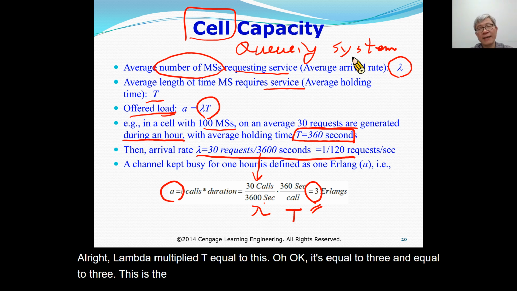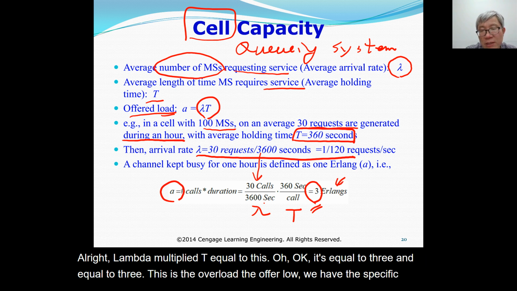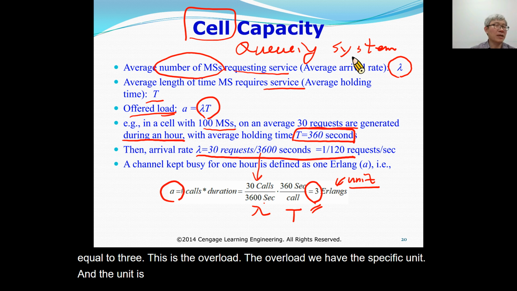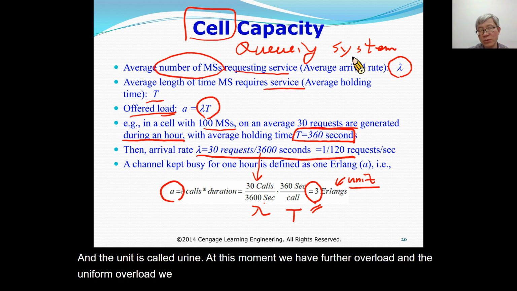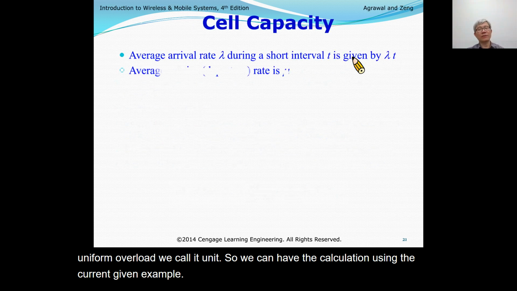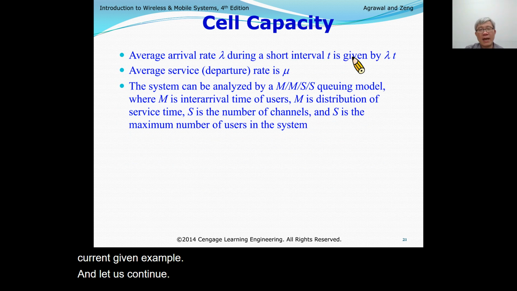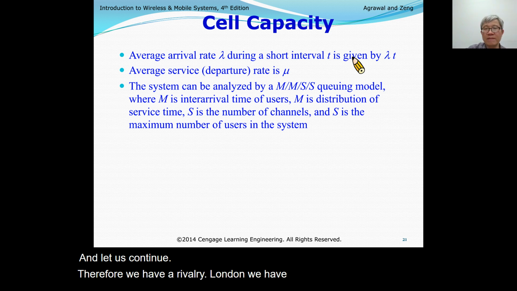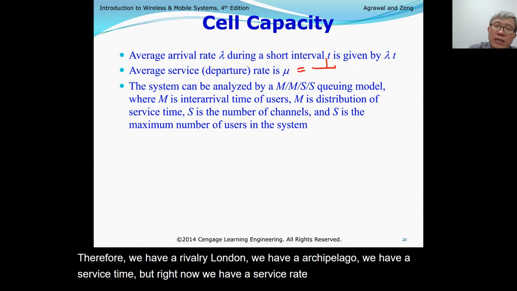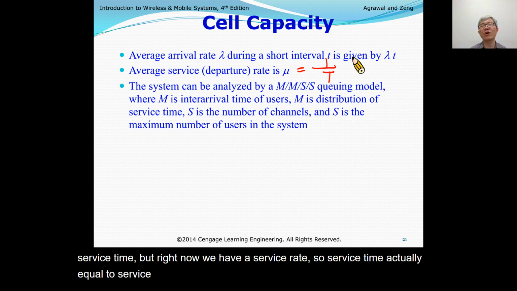The overload has a specific unit, and the unit is called Erlang. At this moment, we have the overload, and the unit for overload we call Erlang. So we can do the calculation using the current given example. And let us continue. Therefore, we have arrival rate lambda. Previously we had service time, but right now we have service rate. So service rate equals 1 over service time.